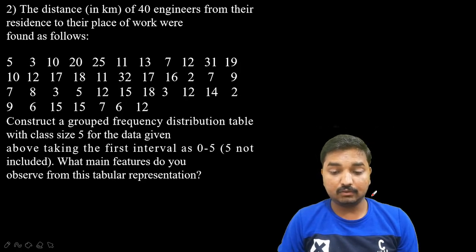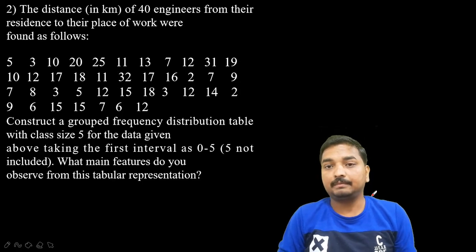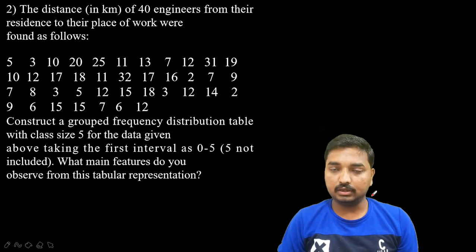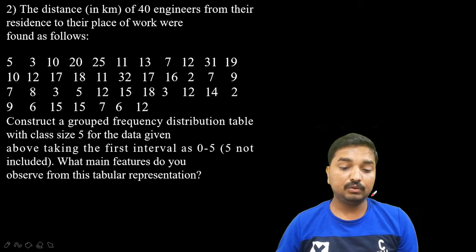the first interval as 0 to 5, 5 not included. What main features do you observe from this tabular representation? So now the second question is a different one compared to the first one, because in the second one you need to construct class intervals. Whenever you need to construct class intervals, it will be indicated in the question itself.